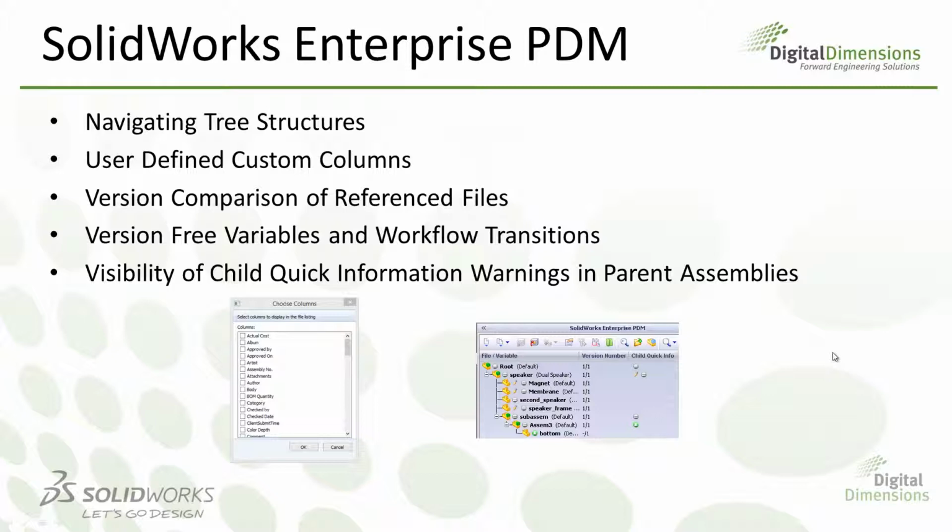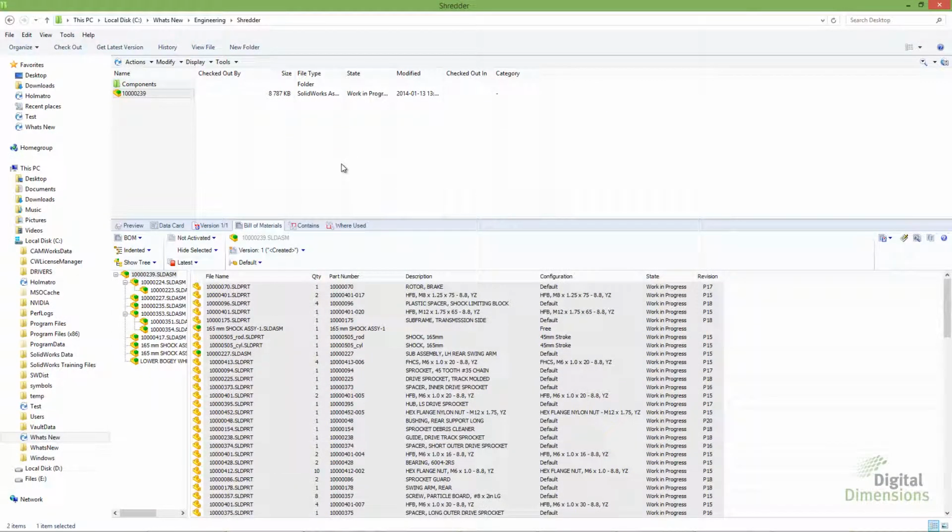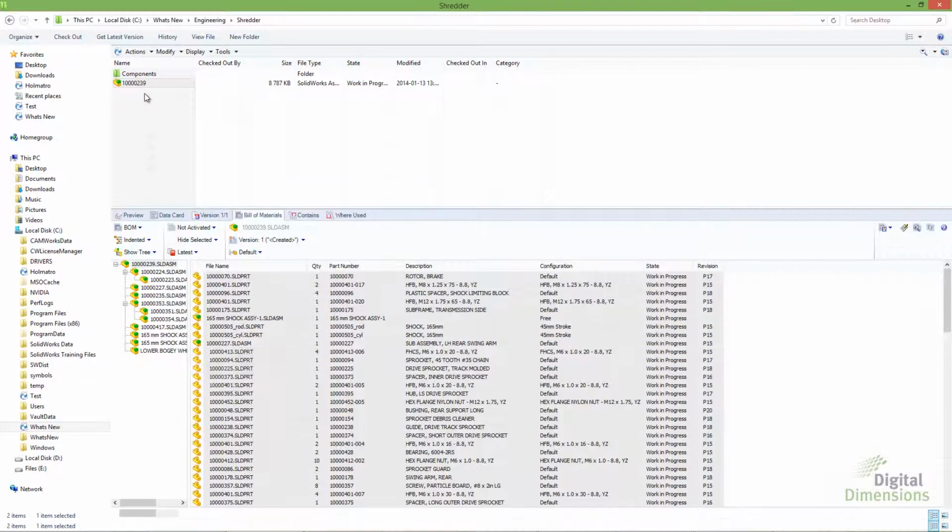So jump into my next slide. The next thing I'm going to go over is the enhancements to navigating tree structures in Enterprise PDM. And let's jump into a real quick example. Let's say I wanted to check out a file. I'm going to go ahead and check out this assembly.